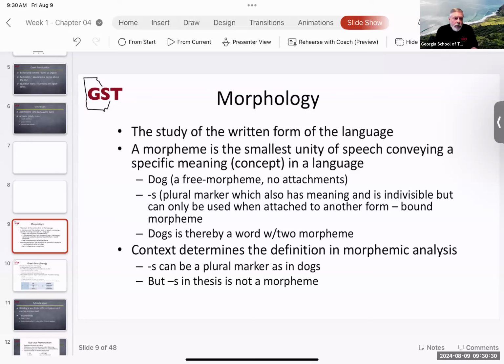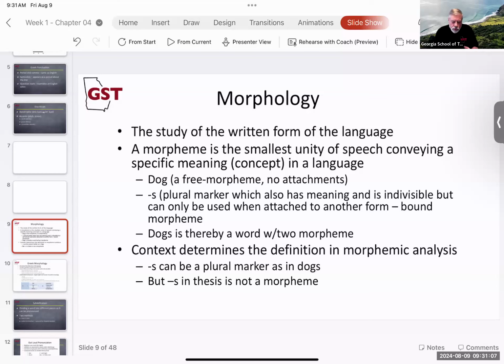But if you add another morpheme, like the S, to it and you get dogs, well, now you change the meaning of the word from singular dog to plural. The S has a meaning, and it's a morpheme in and of itself, and dog is a morpheme in and of itself. But you get technical here. The dog is a free morpheme. There's no attachments. The S is a bound morpheme. It cannot stand alone. It's attached to something else. And the S itself gives typically a plural meaning.